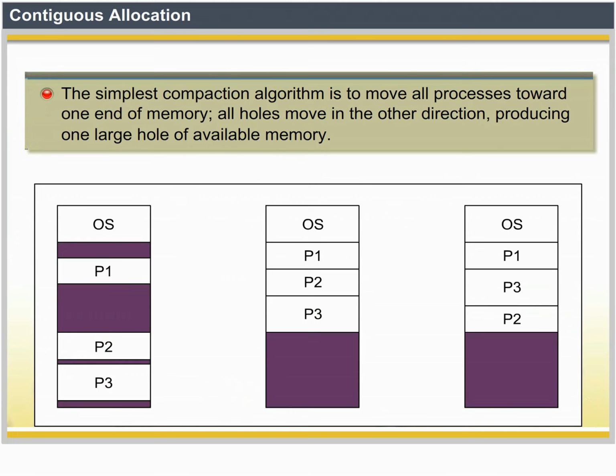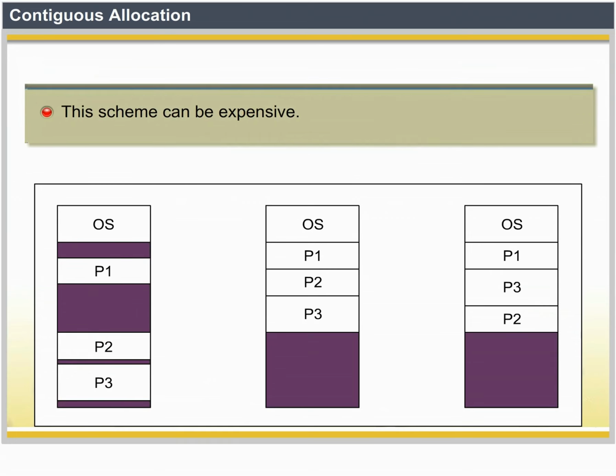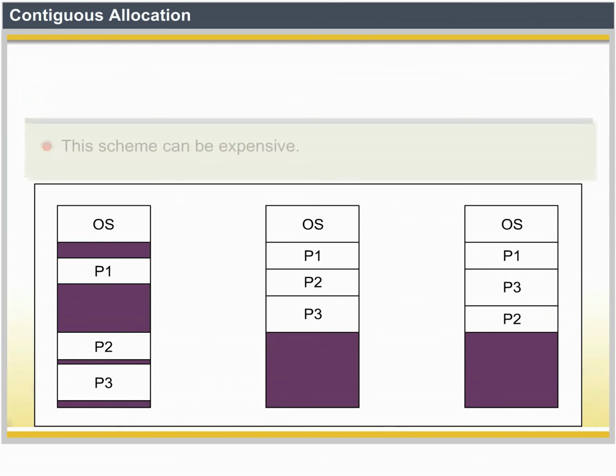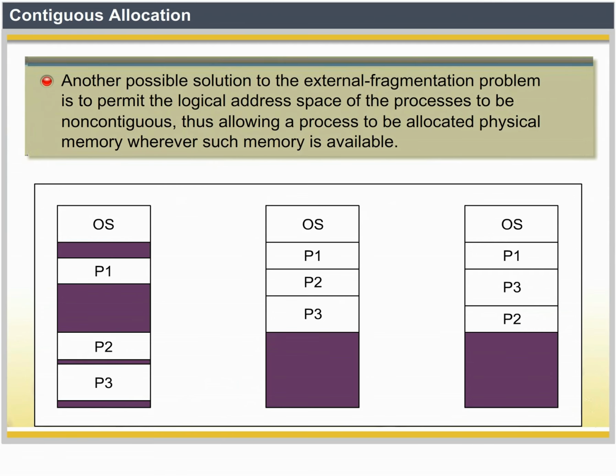All holes move in the other direction, producing one large hole of available memory. This scheme can be expensive. Another possible solution to the external fragmentation problem is to permit the logical address space of the processes to be non-contiguous, thus allowing a process to be allocated physical memory wherever such memory is available.